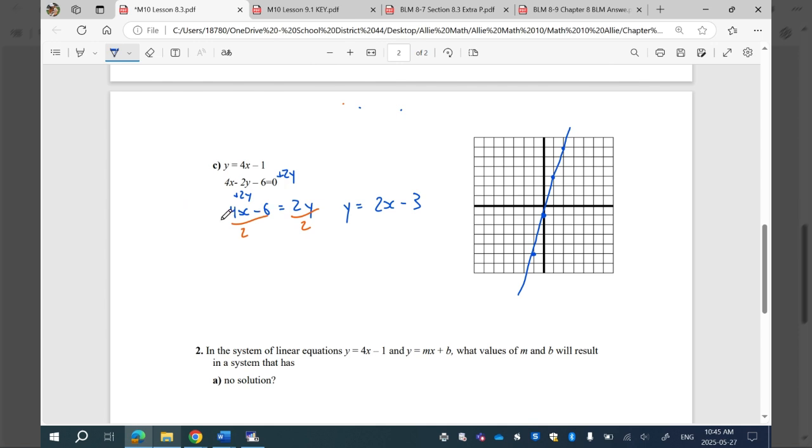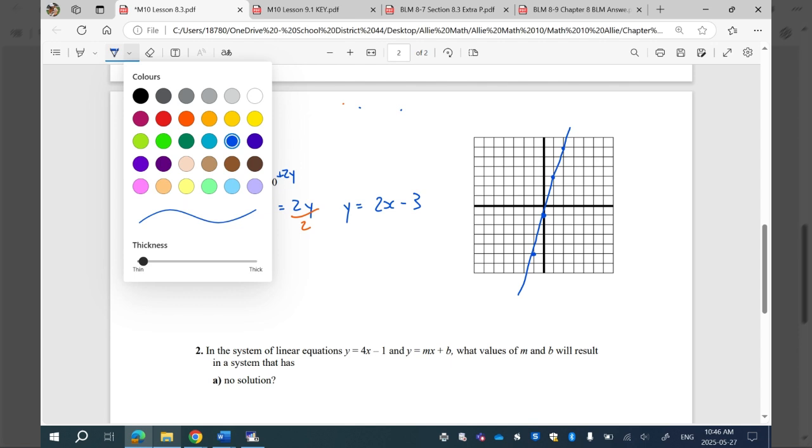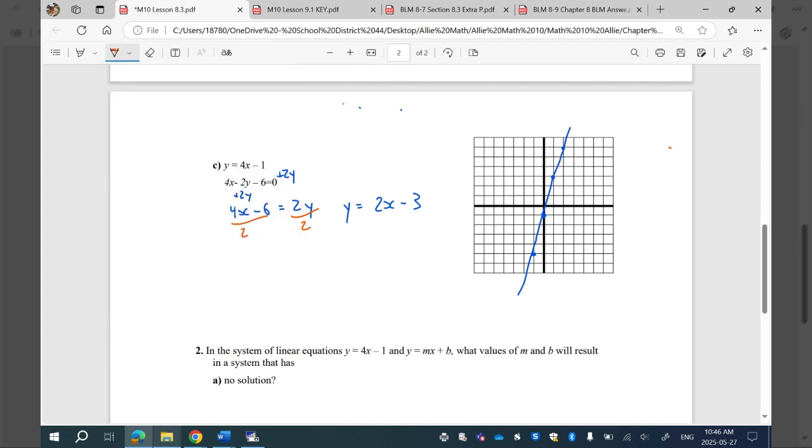I thought they would give us one of each. I thought we were going to have a parallel line, but it turns out not. Let's do -3. 1, 2, 3 is where we start, and then our slope is 2 over 1. 2 over 1, and the other way down like that.